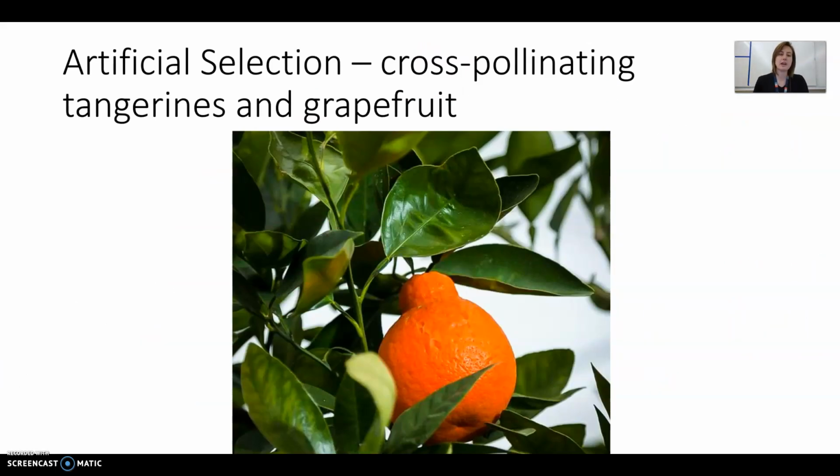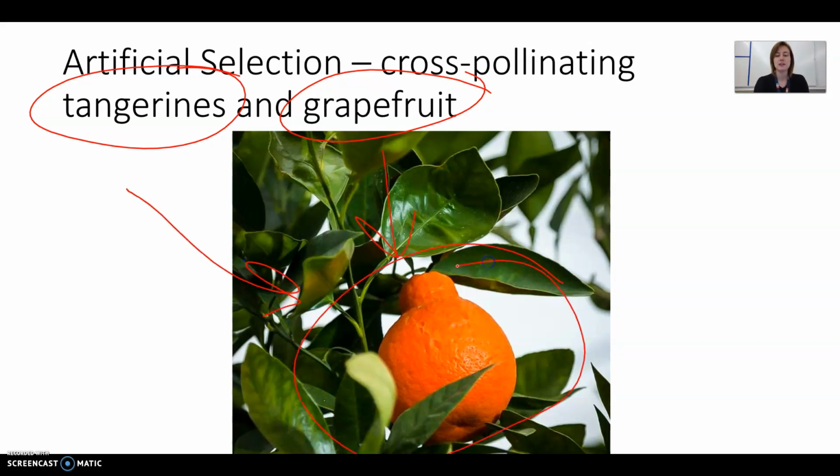This is a slightly different type of artificial selection where you can actually crossbreed or cross-pollinate two different species as long as they are closely related. So in this case we have tangerines and grapefruit. They are different, but they're pretty closely related. So what scientists have done is they take a paintbrush or something, they take pollen from the flower of a tangerine tree, and then they put it into the flower of a grapefruit tree. And then what you get is a tangelo, which looks like this, and it's a hybrid. It's a mixture of DNA from tangerines and from grapefruits.